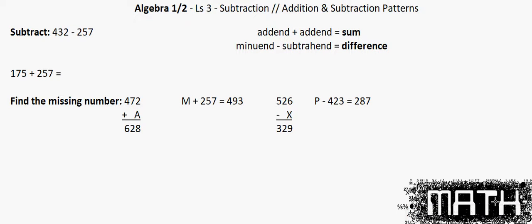Welcome back, Algebra Half. Lesson 3 is called Subtraction, and then we'll play around with some addition and subtraction patterns. All right, if you finished reading Lesson 1, we're talking about addition. We learned two terms, addend and sum. I believe you've learned these in the past. An addend is a number you add to get to the sum. A sum is the name we use for a solution in an addition problem, right?